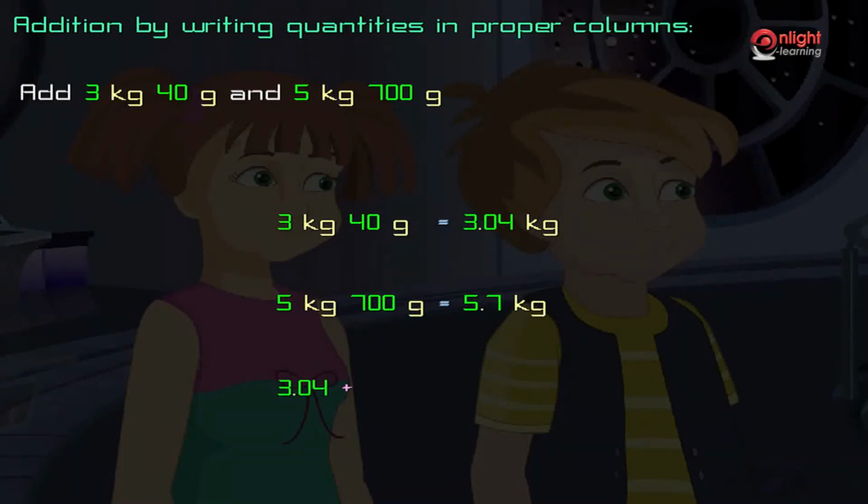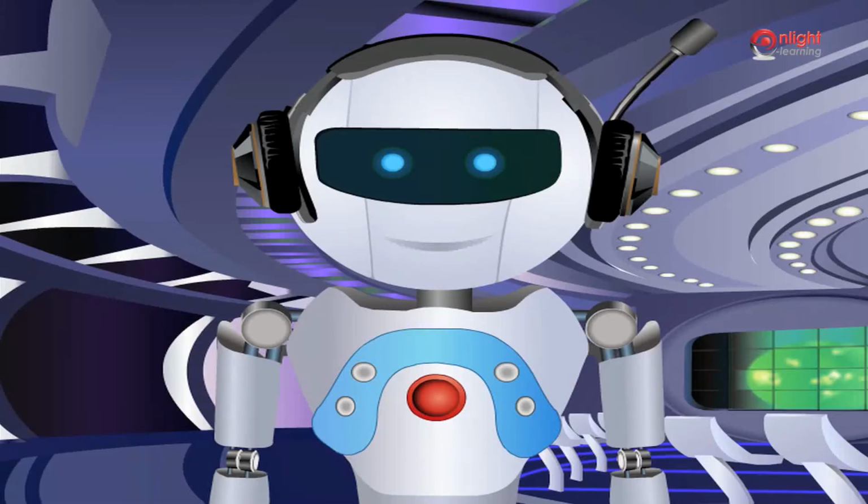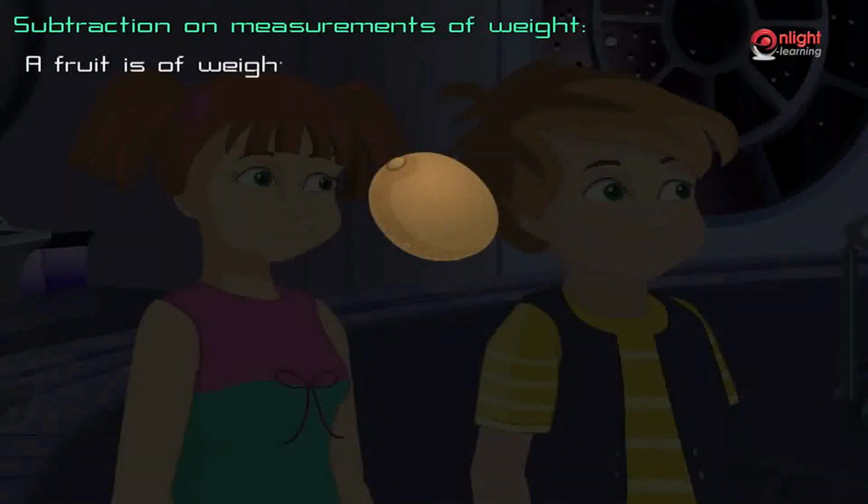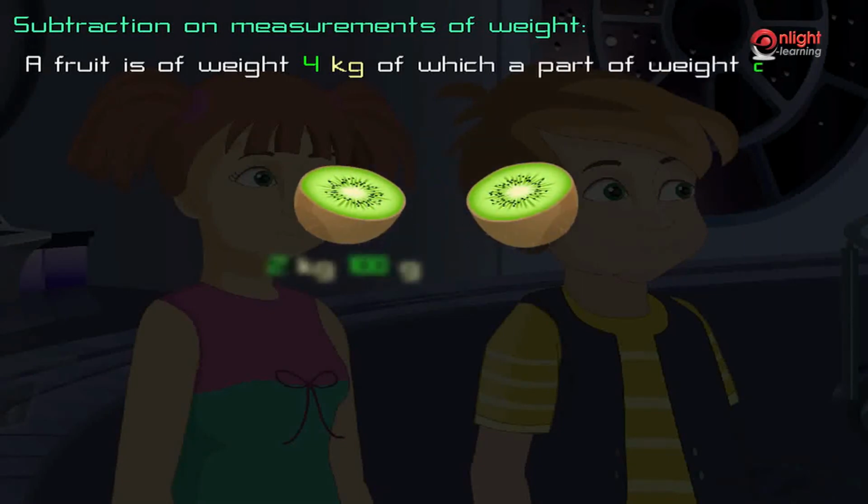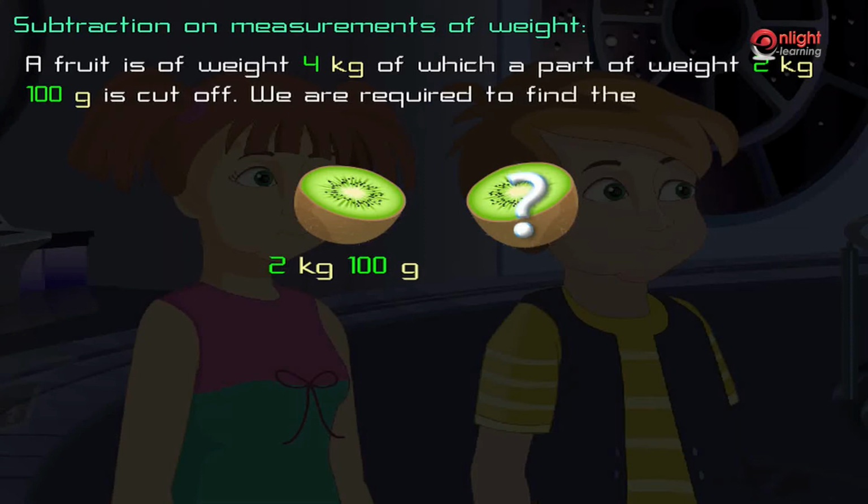3.04 plus 5.7 is equal to 8.74 kilograms. Very good. Consider this problem. A fruit is of weight 4 kilograms, of which a part of weight 2 kilograms is cut off. We are required to find the weight of the remaining fruit.